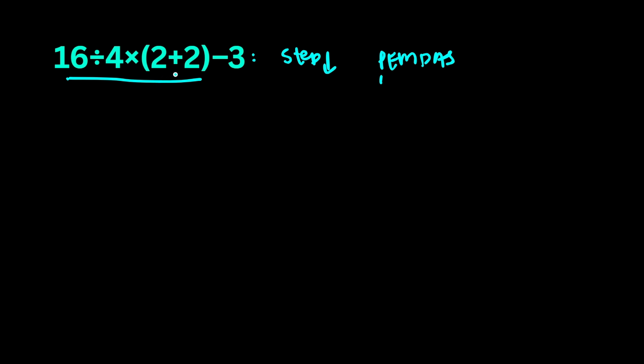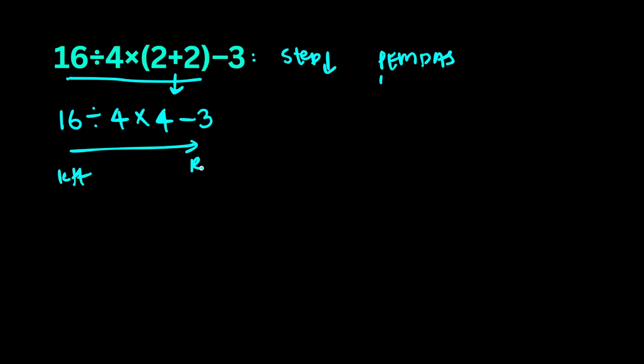So when we solve this parenthesis part, our question will become 16 divided by 4 into 2 plus 2, that is 4 minus 3. So according to PEMDAS, division and multiplication are having same priorities. Then in that case, we will solve from left to right. Okay, so first we will solve for this part.